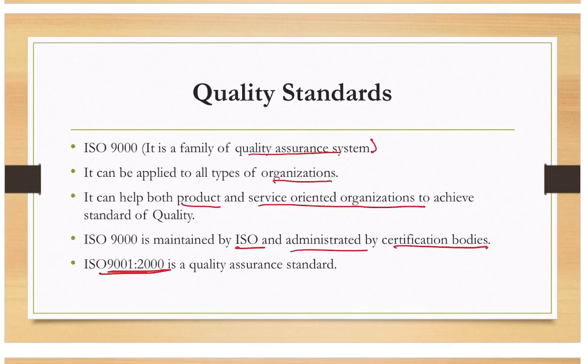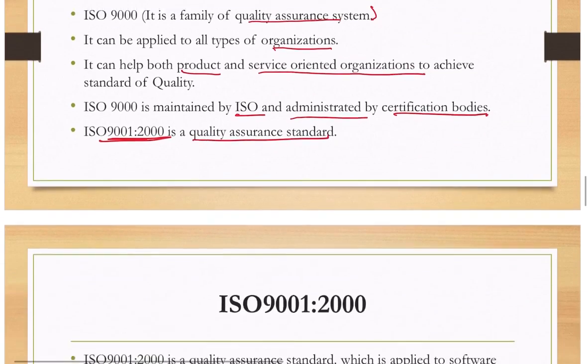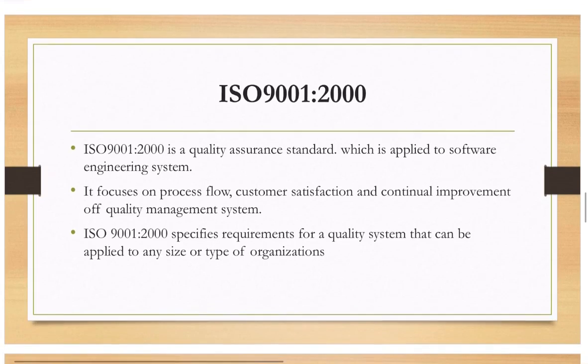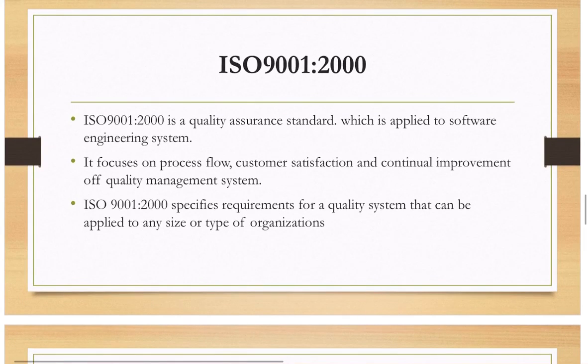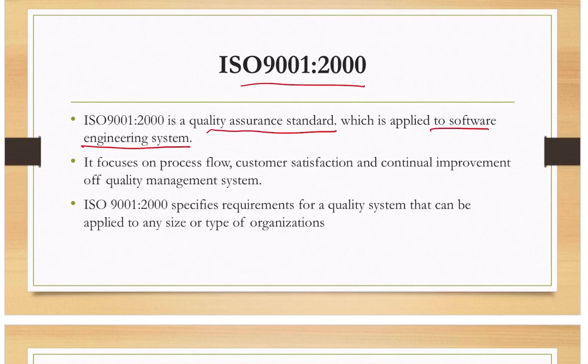is a quality assurance standard for software engineering. What is ISO 9001 and 2000? It is a quality assurance standard which is applied to software engineering systems. It is focused on process flow, customer satisfaction and continual improvement of the quality management system. It specifies requirements for a quality system that can be applied to any size or any type of organization.